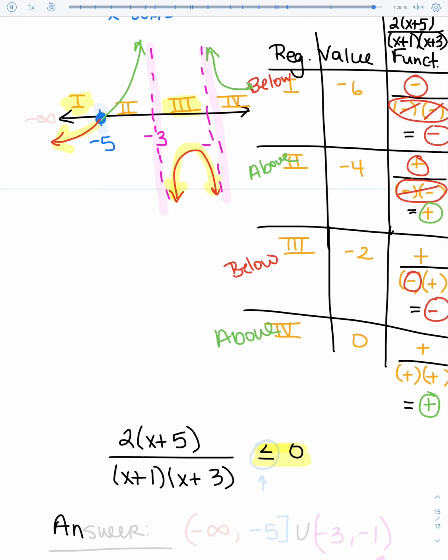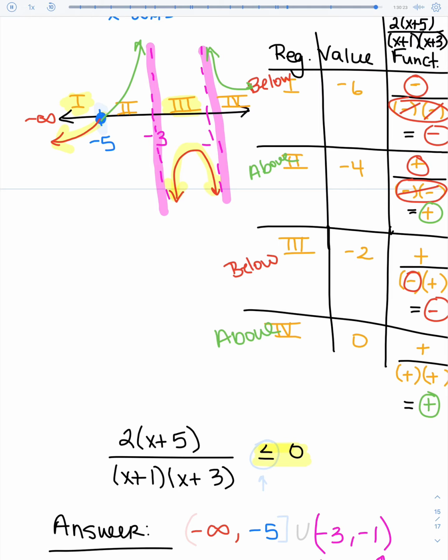So let's write out our final answer in interval notation, reading it from left to right. Region 1 starts on the left-hand side at -infinity and works its way up to -5. And then we jump over to region 3, which starts at -3 and ends at -1. Now remember, -3 and -1 are both vertical asymptotes, so no matter what the problem says, we're always going to use parentheses on those because they're vertical asymptotes.